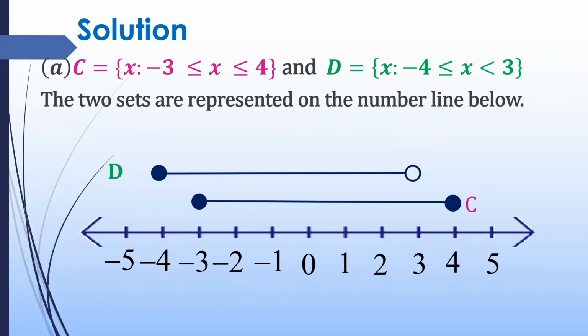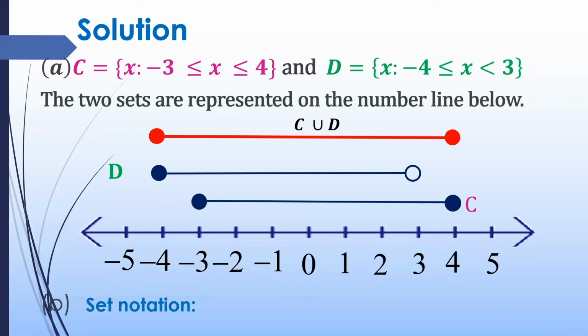So I need to be careful here. C can take values from -3 to 4, including -3 and 4. D can take values from -4 to 3, but here 3 is not included. -4 is included. So what will be the union? You can see here, but I'm going to include -4 and 4 for the union, C union D. In set builder notation, this is how we are going to write it.